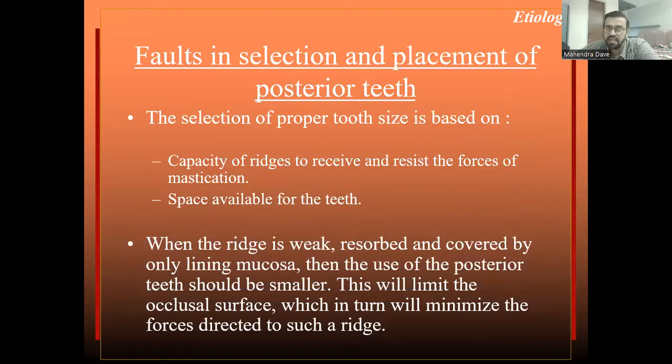Faults in the selection and placement of the posterior teeth. The selection of proper tooth size is based on the capacity of the ridge to resist the forces of mastication and the spaces available for the teeth. When the ridge is weak, resorbed and covered by only lining mucosa, then the posterior teeth used should be smaller. This will limit the occlusal surface, which in turn will minimize the forces directed to the ridge.